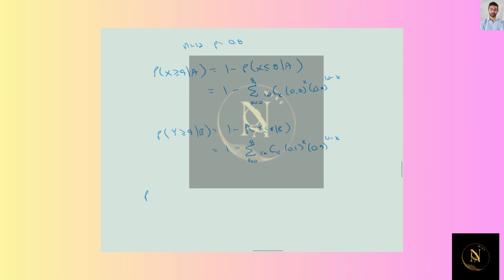And so the probability of a correct decision would be the probability of A times the probability that X is greater than or equal to 9 given A, plus the probability of B times the probability that Y is greater than or equal to 9 given B.